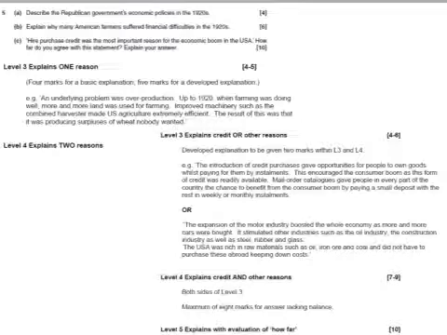Explain why many American farmers suffered financial difficulties in the 1920s. Remember, what we're looking to do is explain 2 reasons here to get ourselves 6 marks. Now what we've got is an underlying problem of overproduction. Up to 1920, when farming was doing well, more and more land was being used for farming. Improved machinery, such as combine harvesters, made US agriculture extremely efficient. The result was that it was producing a surplus of wheat nobody wanted.